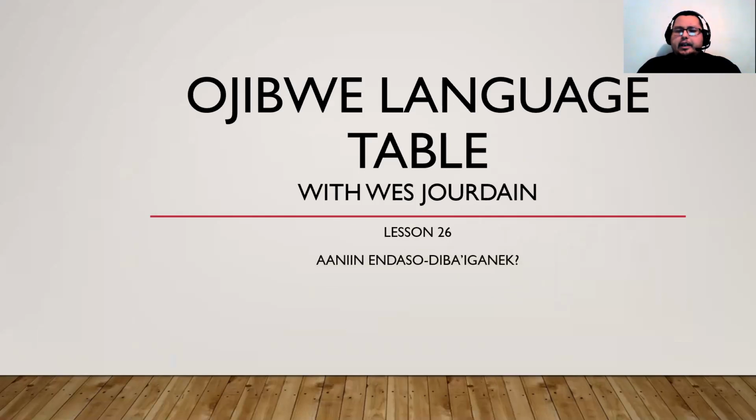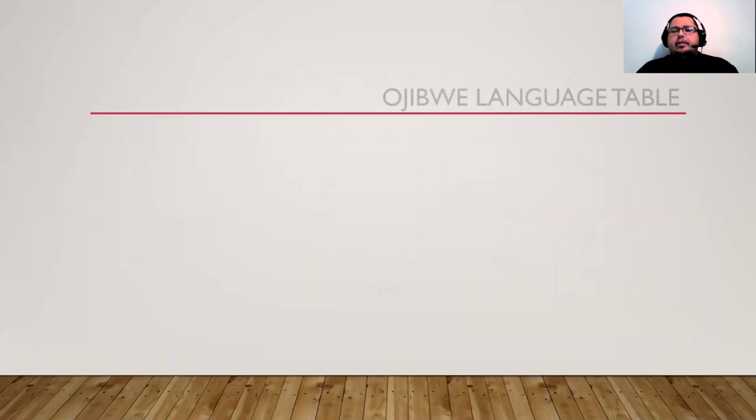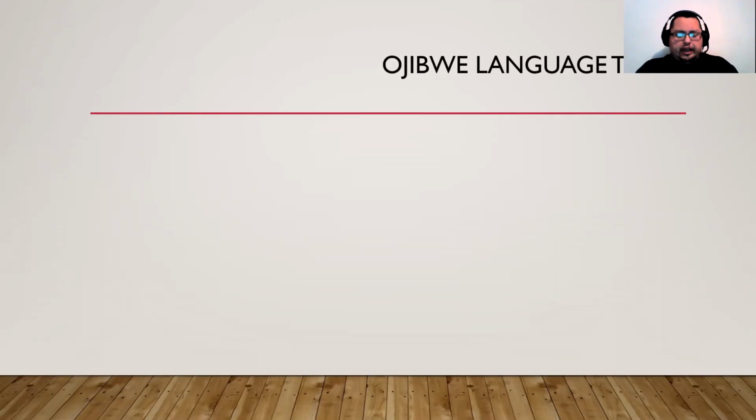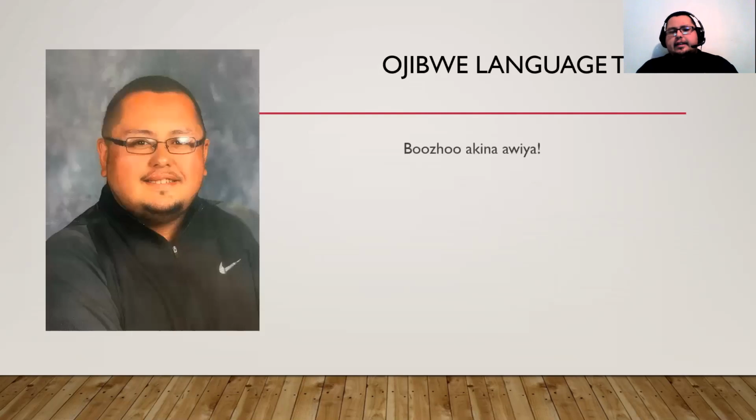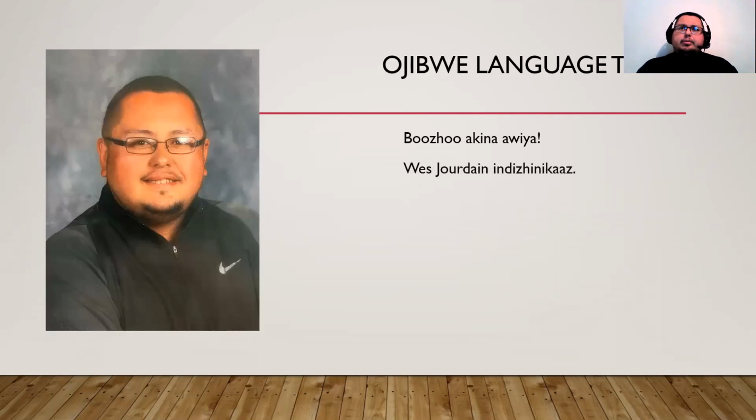Anin endaso-diba'iganek. And so we're going to learn how to tell time in Ojibwe. And what time is it? Is what you're asking when you say Anin endaso-diba'iganek. What time is it? Or you can say Anish endaso-diba'iganek, depending on where you're from. Check with your local elders, with your local first speakers, wherever you are, and double check to see how they say some of these words that we teach in our Ojibwe language table.